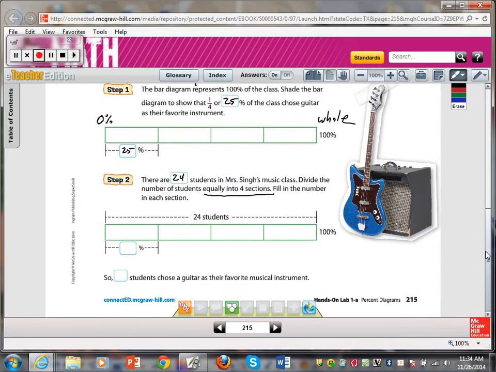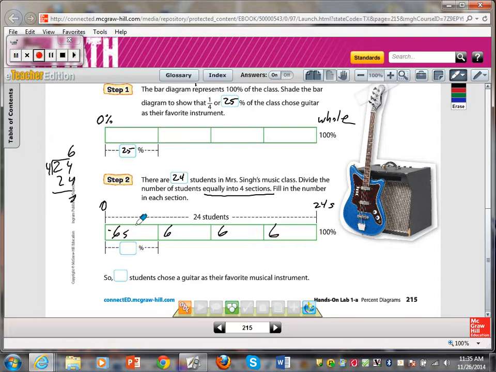Here we go. So we still got our bar here that represents 100%. So this represents 0 students, and this represents 24 students, the total, as you can see here. Okay, well, if you break 24 students into 4 equal pieces, that basically means that you have to divide 24 by 4. So 24 divided by 4 is 6. That means that each of these sections has to be worth 6.